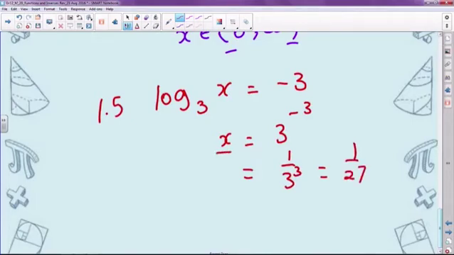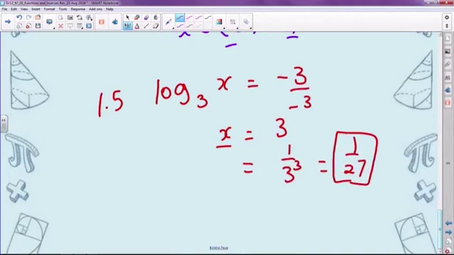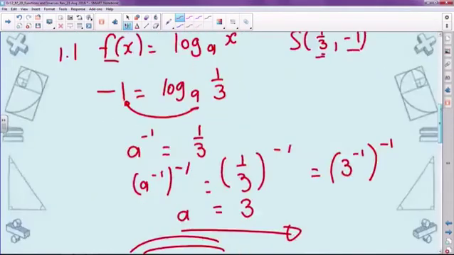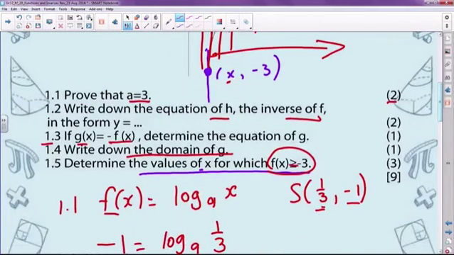So therefore, when x is equal to 1 over 27, you will get a function value of minus 3. So for all x values greater than or equal to 1 over 27, your function value will be greater than or equal to minus 3.